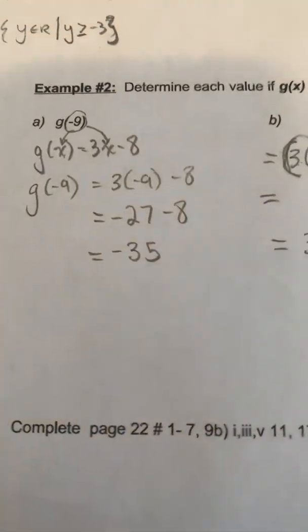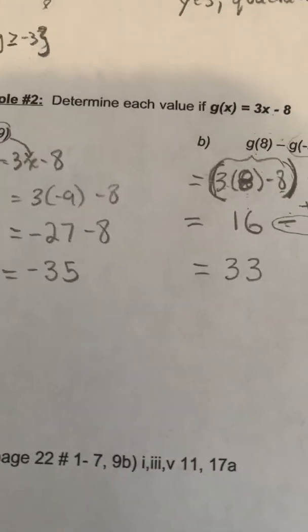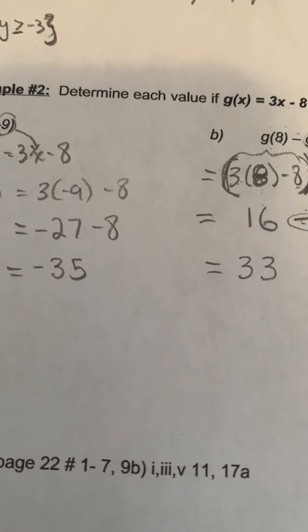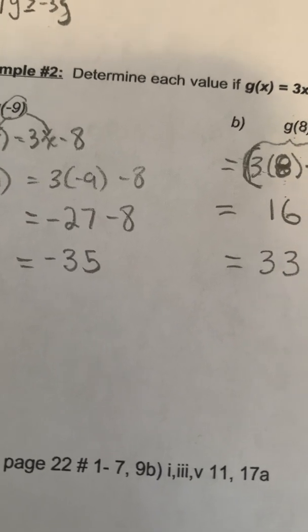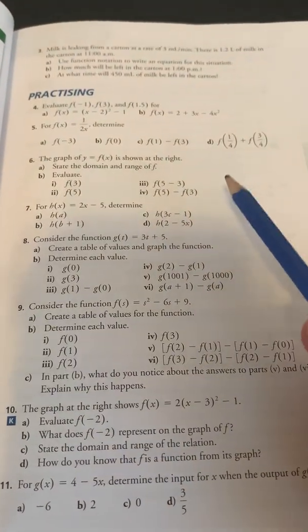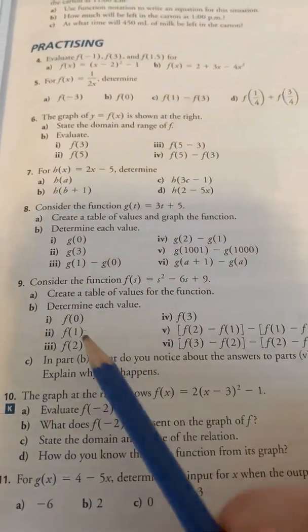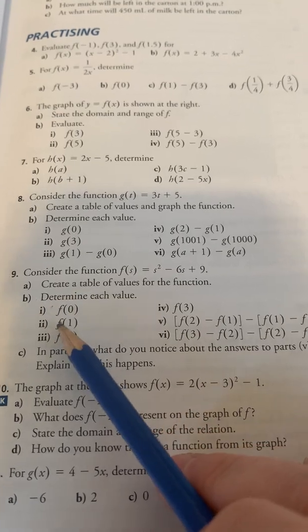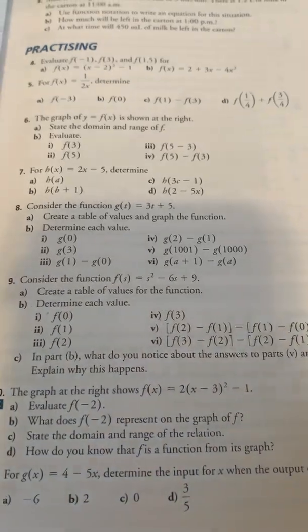Okay, so here's the homework: page 22, 1 to 7, 9b. But for 9b, let me just pull this up for a second in the textbook. So we're doing 1 through 7. They're very easy math for the most part. Then 9b, you're just doing 1, 3, and 5. Don't do 2, 4, and 6.